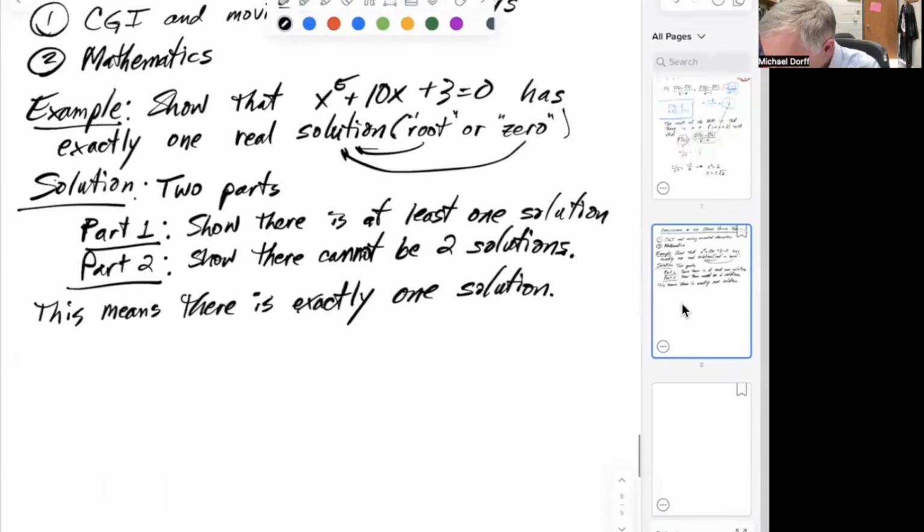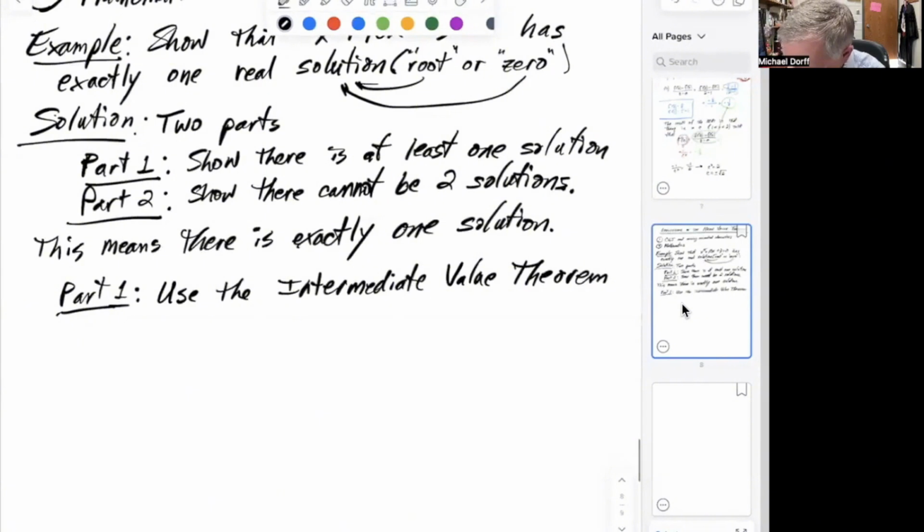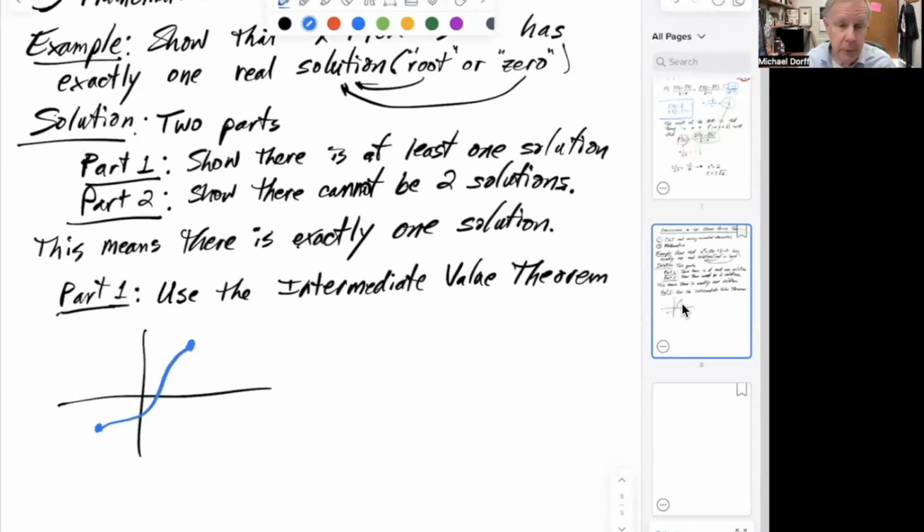All right, so to do this, let's look at these two parts. So part 1, again, we want to show that there's at least one solution. We're going to use the intermediate value theorem. So we had talked about this. The intermediate value theorem says that if I have a function that's continuous at endpoints, so we say x equals a, x equals b, and this is y equals f of x. So we have f is continuous on a to b, and we use a special case of this one here.